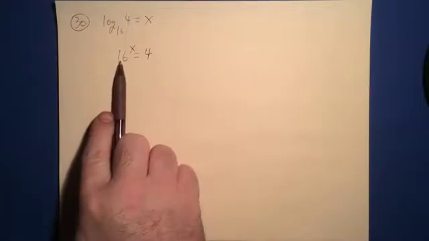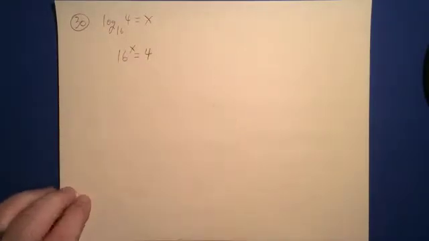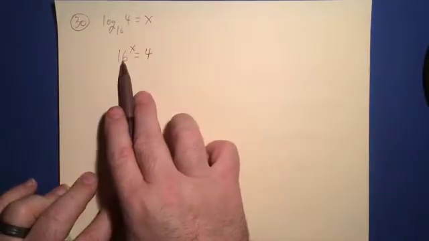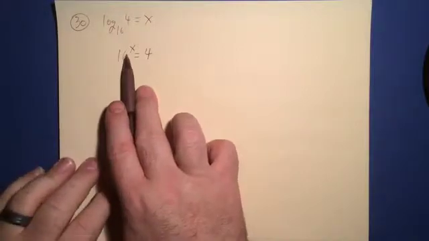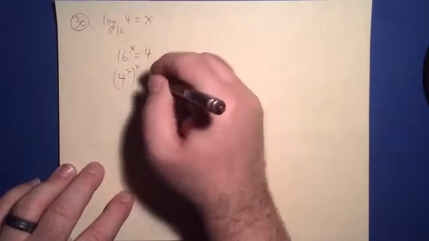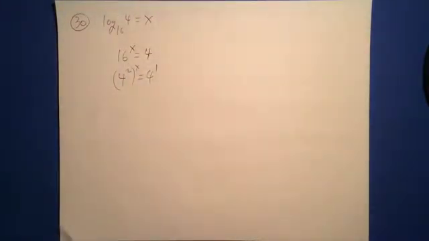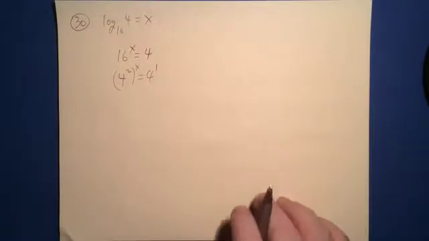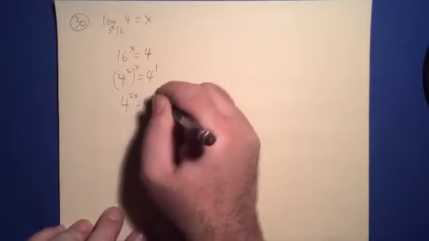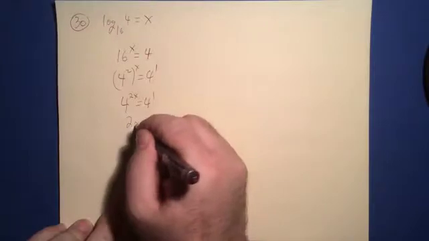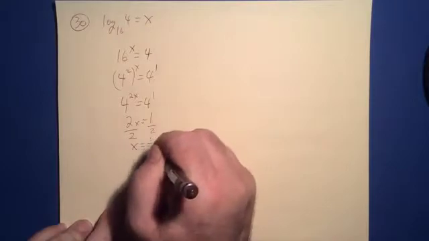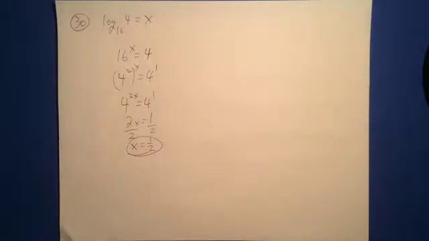Well, in this case, I'm going to change this around a little bit. There are a couple of ways you can approach this, but I'm going to write 16 as 4 squared, so 4 squared to the x equals 4 to the 1. So I take the 2 and the x, and I write this as 4 to the 2x equals 4 to the 1, which means 2x is equal to 1, or if I divide both sides by 2, x is equal to 1/2. And that's the value we're looking for here.